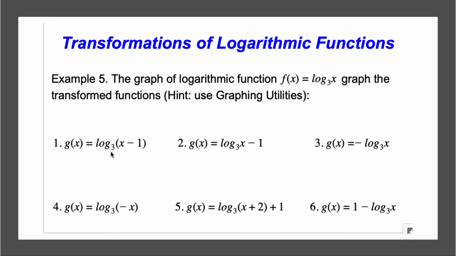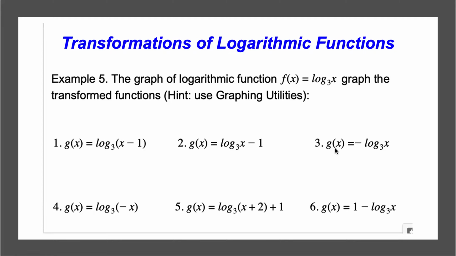Example 1, we have log base 3 of x minus 1. Here we are going to have a horizontal translation of 1 unit to the right of the parent function f of x. Second, g of x is equal to log base 3 of x minus 1. This function is going to have a vertical translation of 1 unit down.